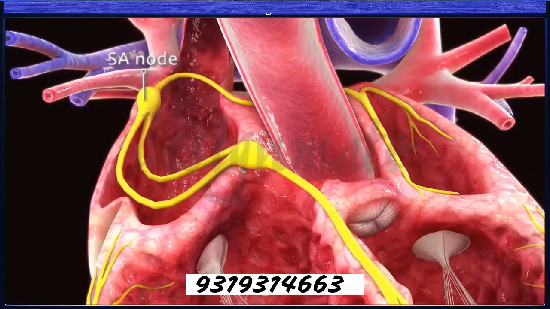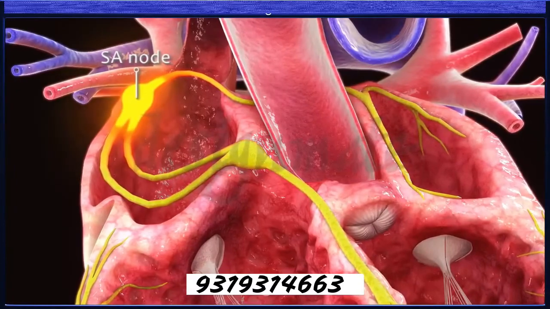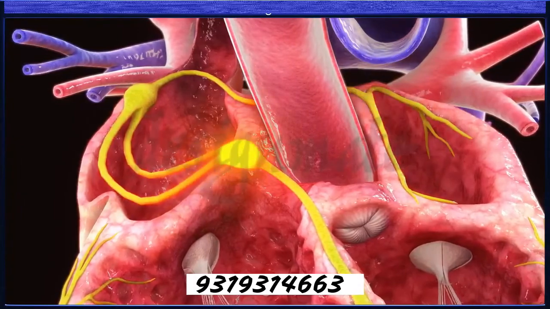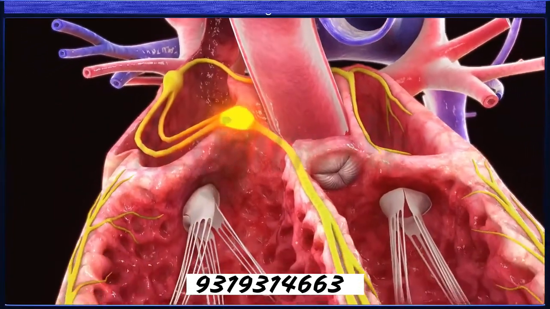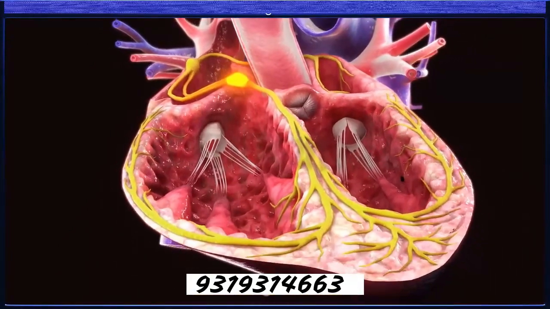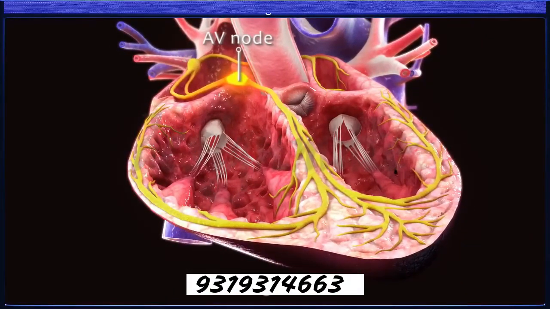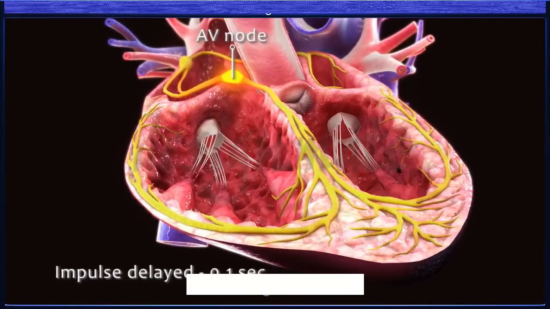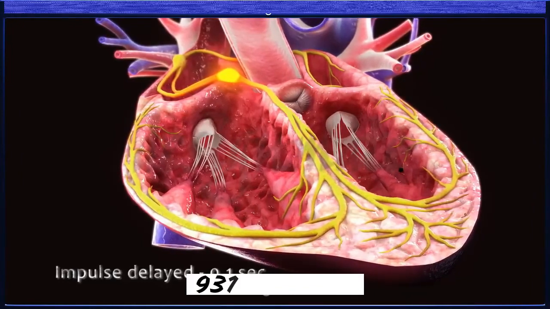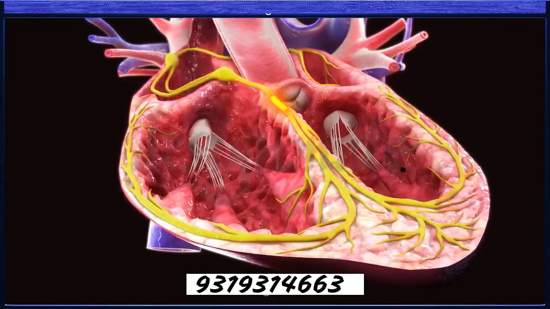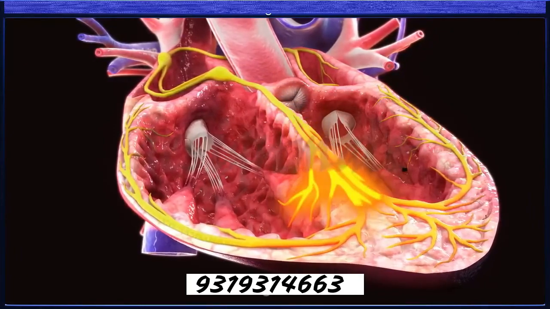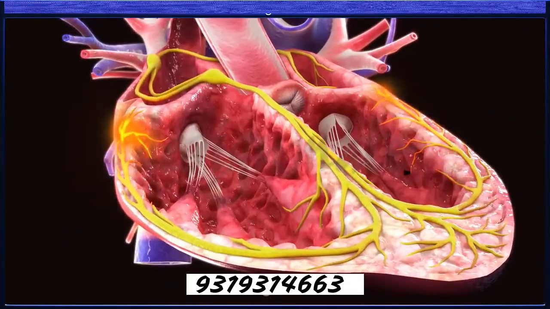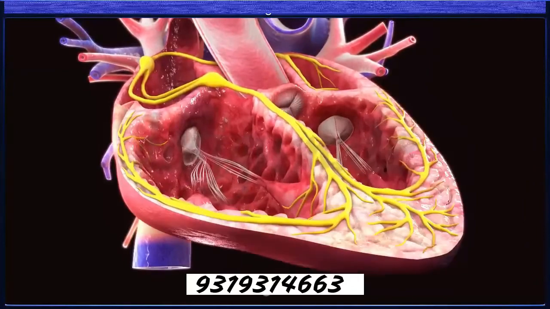The SA node generates an impulse which spreads across the walls of the atria through the specialized conducting system, causing both atria to contract in unison. During atrial contraction, this electrical impulse reaches the atrioventricular node or AV node. Here, the impulse is delayed for about 0.1 second, after which it moves along the bundle of His, bifurcates into bundle branches before spreading along the Purkinje fibers. The impulse reaches the lateral ventricular walls and causes its contraction.